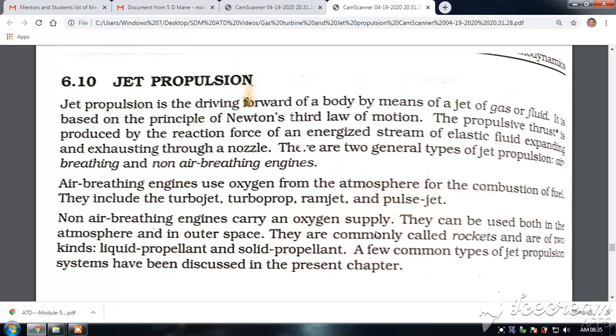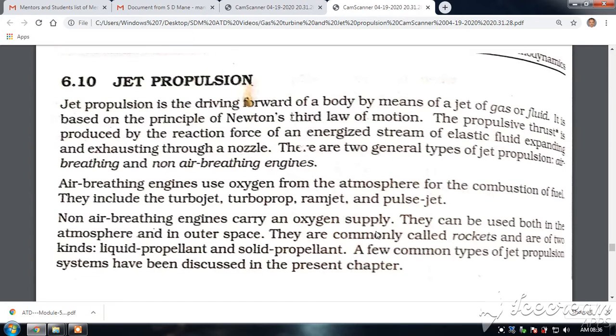There are generally two types of jet propulsion. One is air breathing, which run within the air atmosphere in the earth, and another is the non-air breathing, like the rockets which go beyond the earth's atmosphere. Air breathing engine use oxygen from the atmosphere for the combustion of fuel. They include turbojet, turboprop, ramjet and pulsejet. So we will see this turbojet, turboprop and ramjet in my 3 classes subsequently.